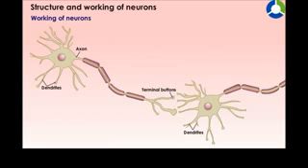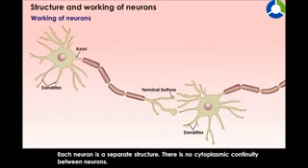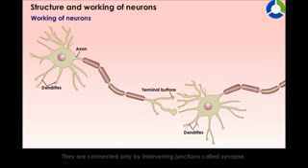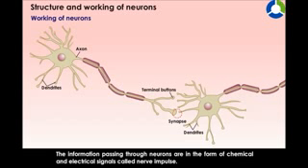Working of neuron. Each neuron is a separate structure. There is no cytoplasmic continuity between neurons. They are connected only by intervening junctions called synapses. The information passing through neurons is in the form of chemical and electrical signals called nerve impulses.